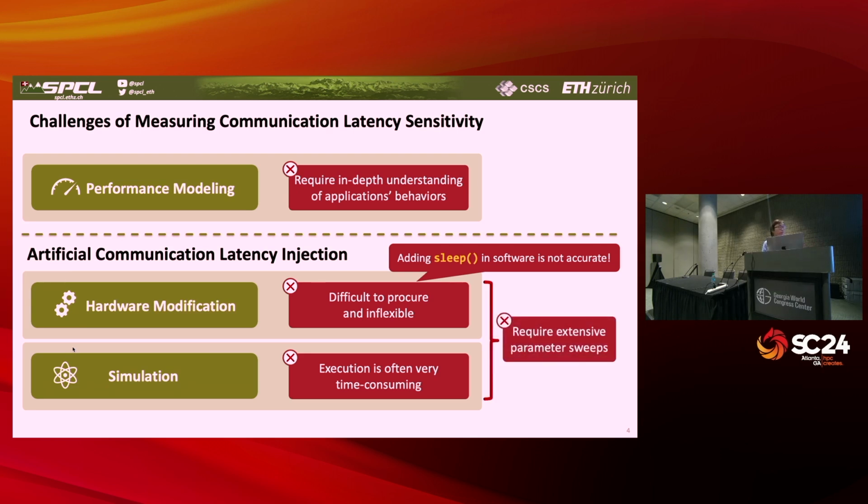So the fundamental problem of both of these two methods is that they would require extensive parameter sweeps, meaning that if you want to determine how much latency an application can absorb before observing, let's say, a 10% slowdown, you will need to run the application many times in order to pinpoint this. While our new method is able to do it very efficiently and directly.